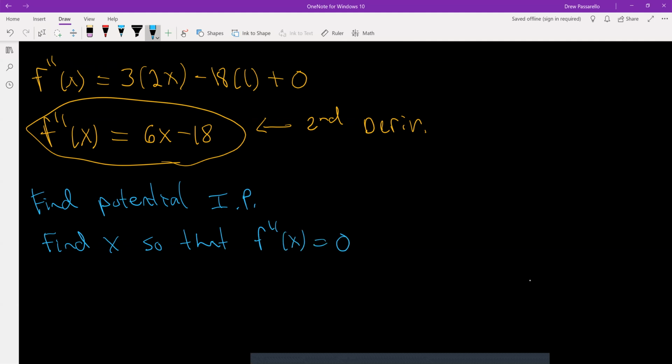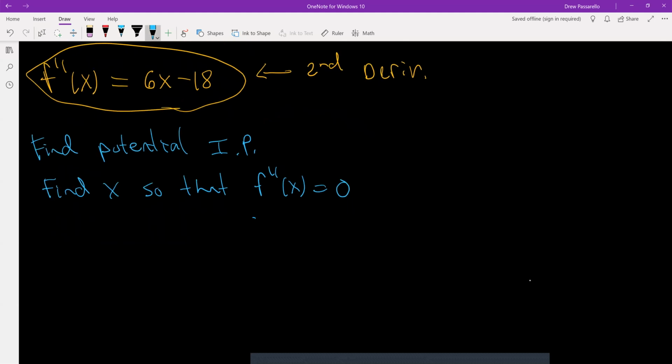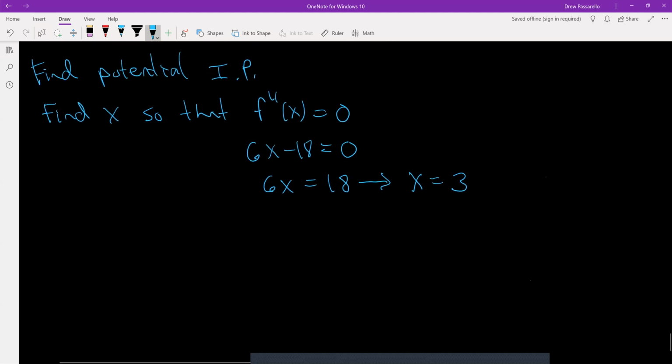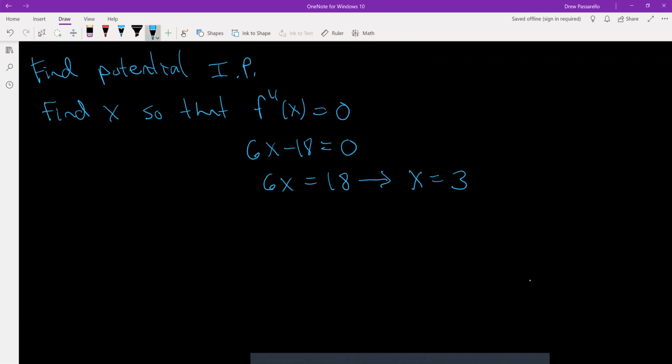All right, so we set 6x minus 18 equal to 0. We solve for x: we add 18 to both sides, we have 6x equal to 18, and then divide by 6. 18 divided by 6 is 3. So that's our potential inflection point.